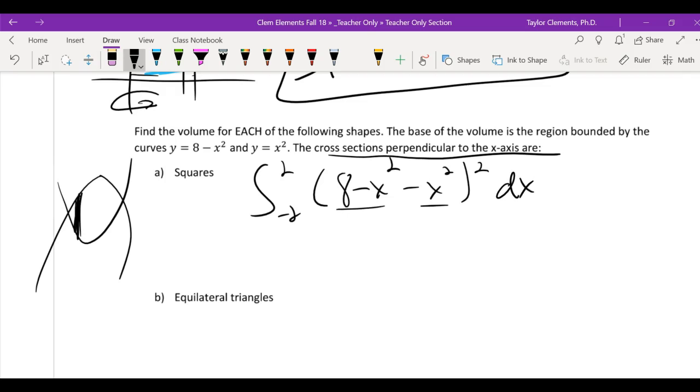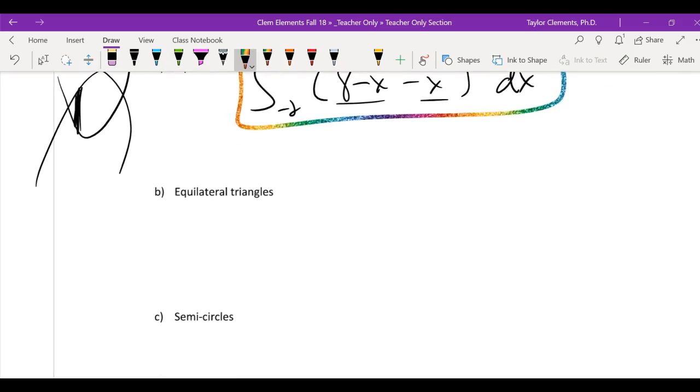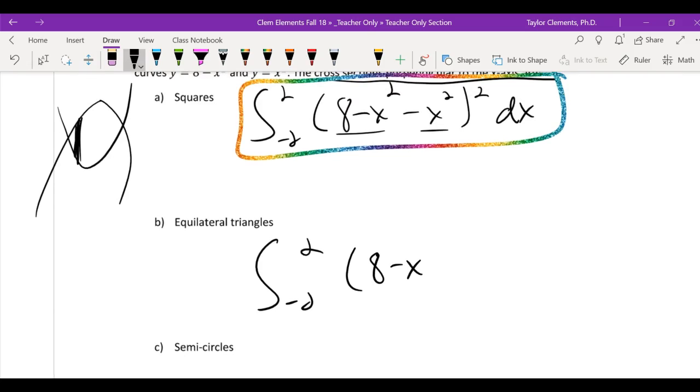dx. Okay, next one, draw triangle. So same base, same shape and everything. But now, -2 to 2 still, but it's just going to be an equilateral triangle. So I'm still using that same exact thing from before. That right there is the length of one. That's just one slice right there. That's the base of it. But this time it's square root of 3 over 4 times that squared dx.